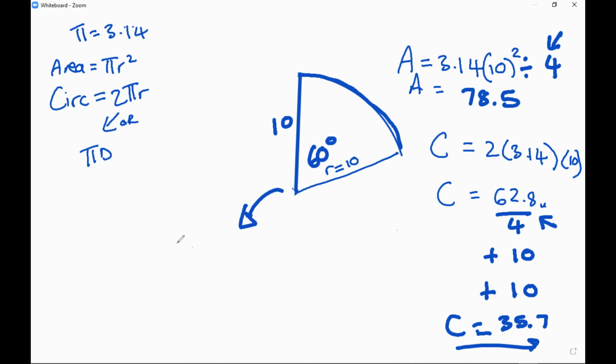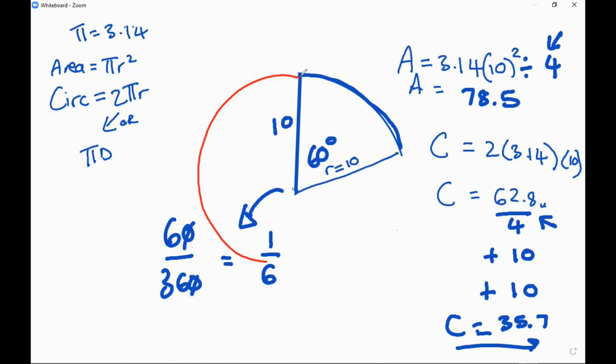To get that special number, all I've got to do is take 60 and divide it by 360, and that comes to 1 over 6. And 1 over 6 is a sixth, because if this was a full circle, that's 1/6 of the total area. So I divide it now by 6, and then that becomes 314 divided by 6, which is 52.33.